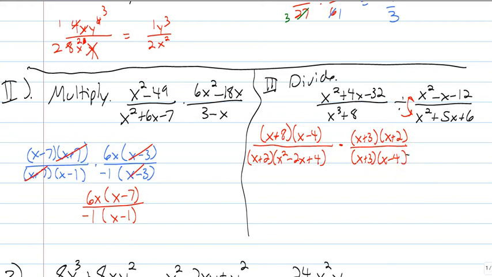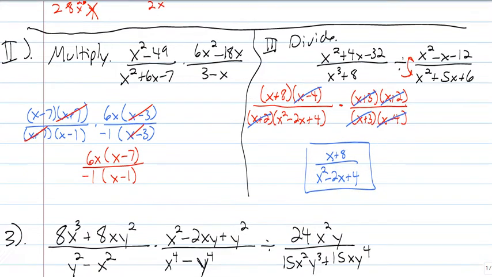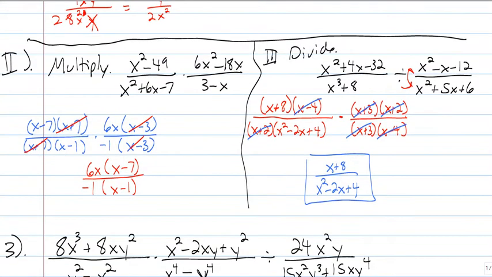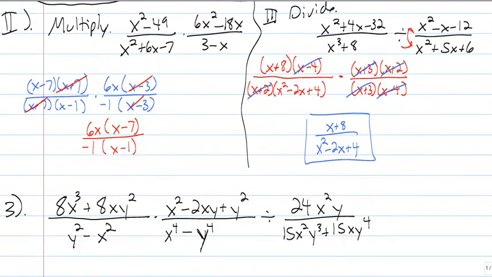Okay, now look across at what cancels. We have an x minus 4 on the bottom and an x minus 4 on the top, an x plus 2 on the top and an x plus 2 on the bottom, an x plus 3 on the top and an x plus 3 on the bottom. So my final answer, once this is all simplified, is x plus 8 over x squared minus 2x plus 4. And that's it. Pretty easy. Again, the hardest thing is multiplying, dividing, and factoring.